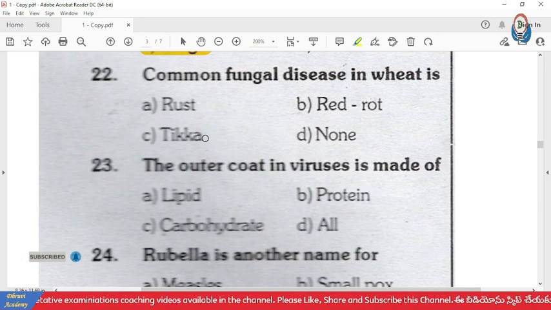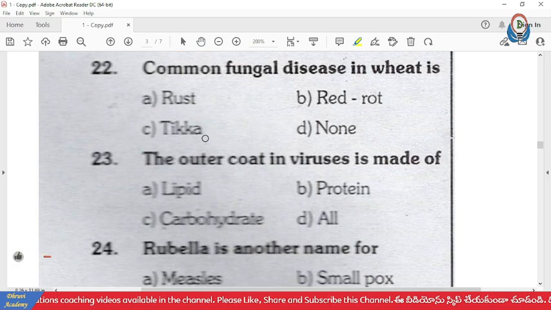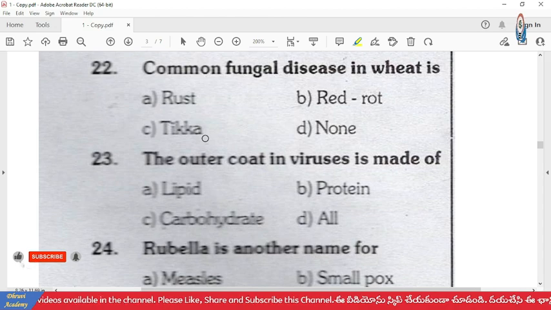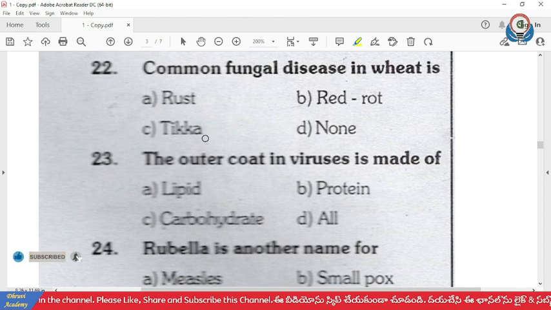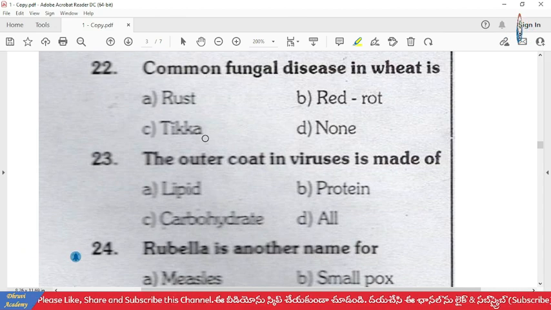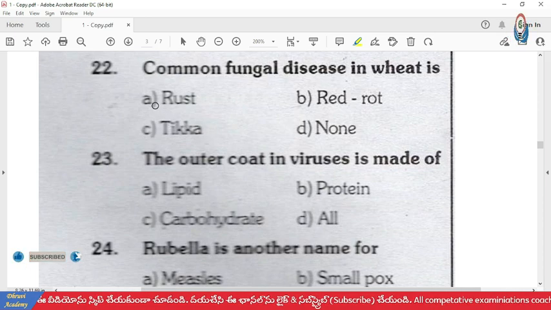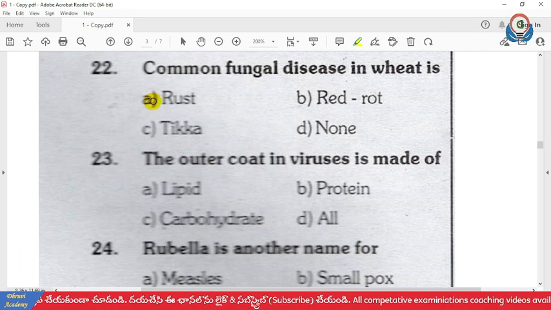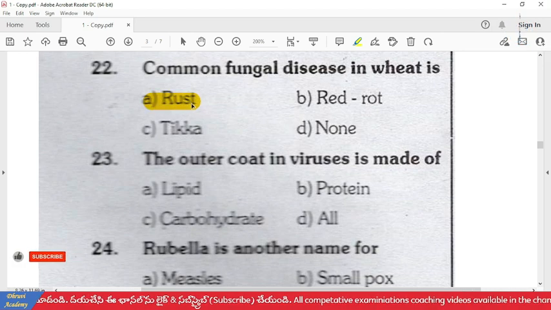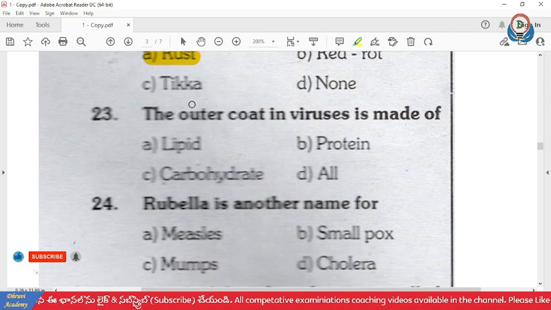Next, the common fungal disease in wheat is, in wheat they're asking, is it A rust, B red rot, C tikka, or D none? Which is the correct answer? Its answer is, in wheat we can see rust. The common fungal disease in wheat is rust.